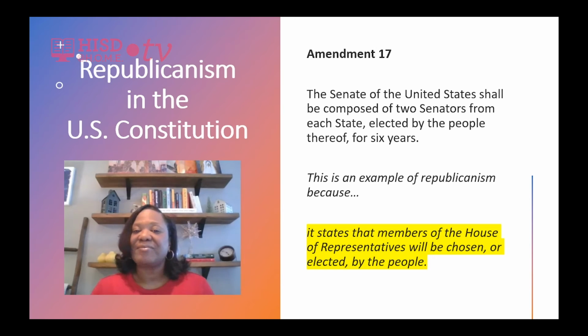What do you think? Well, because it states that members of the Senate will be chosen or elected by the people. How great of an idea is that? That the people are in charge of that. They don't get to hold an office unless the people come out and say it's okay. That would be the ultimate power of the people.